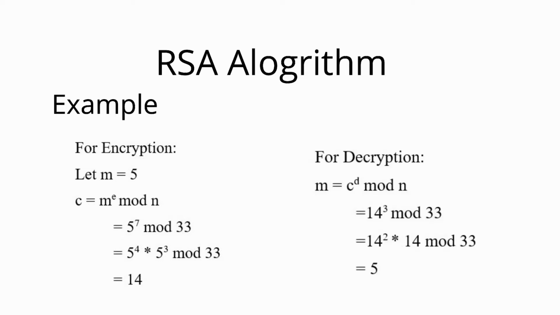Now let's do decryption. Here m equals c to the power d mod n. Substitute the values of all the variables. Here m equal to 5 is obtained. This shows that encryption and decryption of a message is performed correctly using the RSA algorithm.